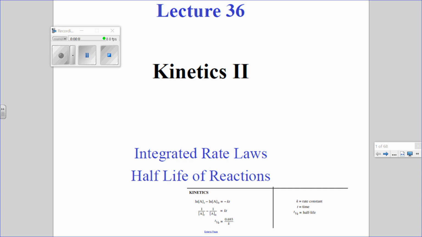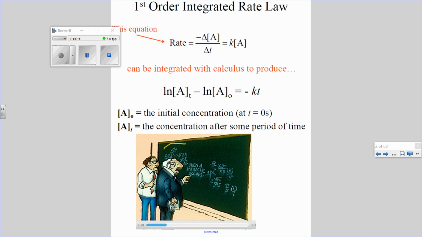Welcome to AP Chemistry. Today we're talking about kinetics again, and we're in the second part of kinetics where we're talking about integrated rate laws and half-lives. If you look on your formula sheet, you will see these three little formulas under kinetics, and we're going to talk about these three today. The first one we're going to get to is called the first order integrated rate law.